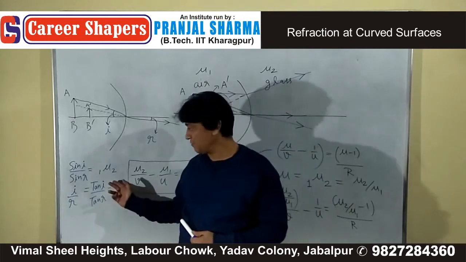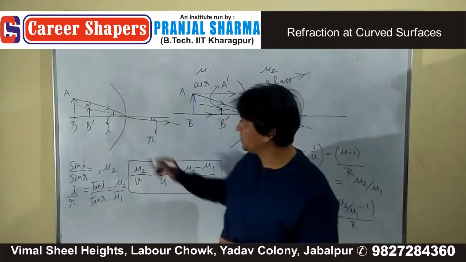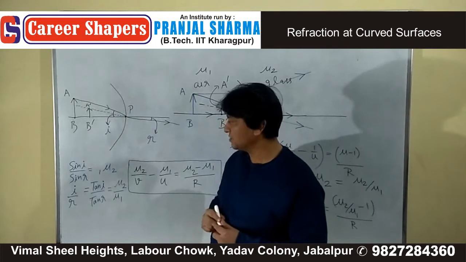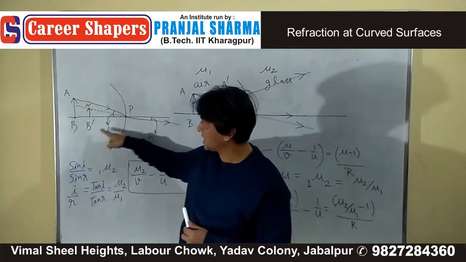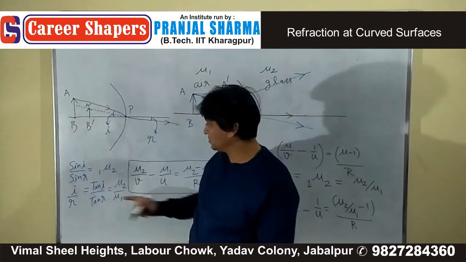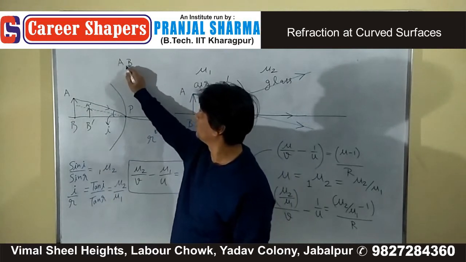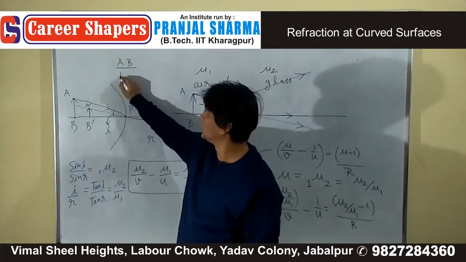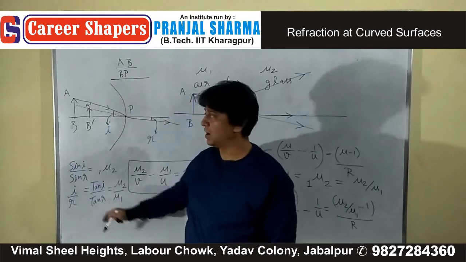And the moment you arrive at tan, what is it? Perpendicular upon base. Look at this point. If I take the optical center as P, then what is tan I? This angle is I. What is tan I? AB upon BP. So this tan I becomes AB, perpendicular, upon base. Base is BP, divided by tan of R.